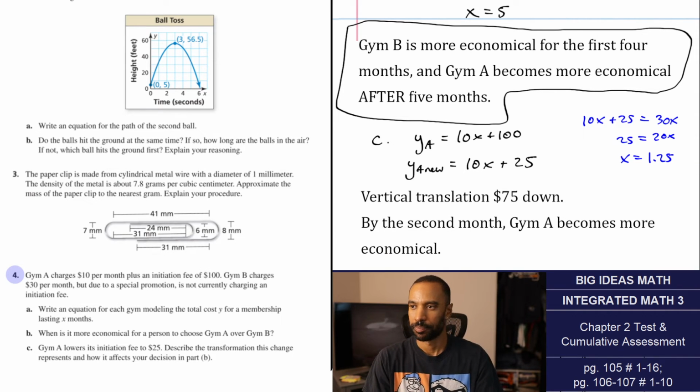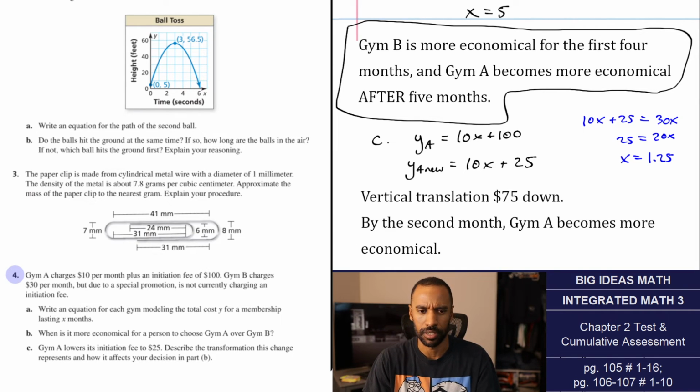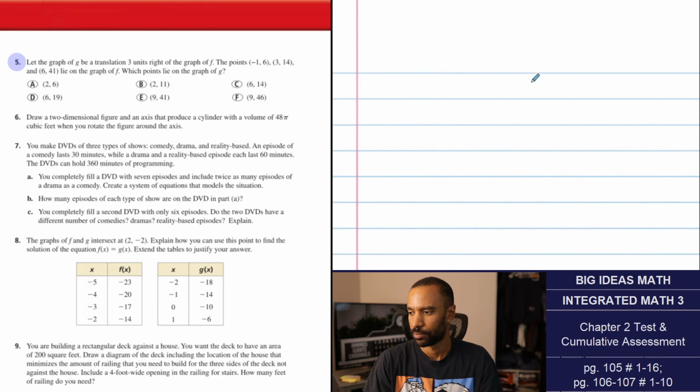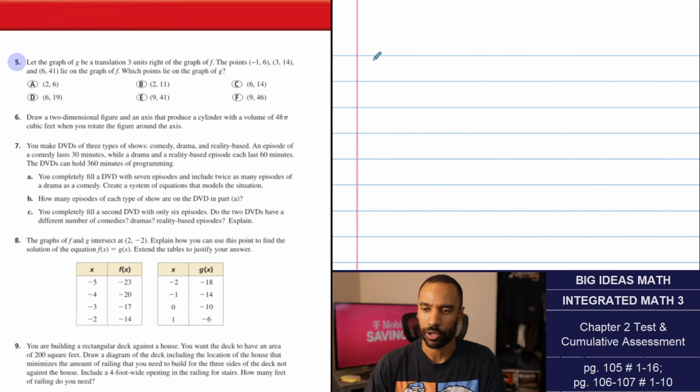Just means you're spending less. Because at month 1, Gym B is somewhere within the month. There's a change. Anyway, that's part C. And that's it. Whoops. Number 5. Let the graph of G be a translation 3 units right of the graph of F. The points -1, 6, 3, 14, and 6, 41 lie on the graph of F. Which points lie on the graph of G?